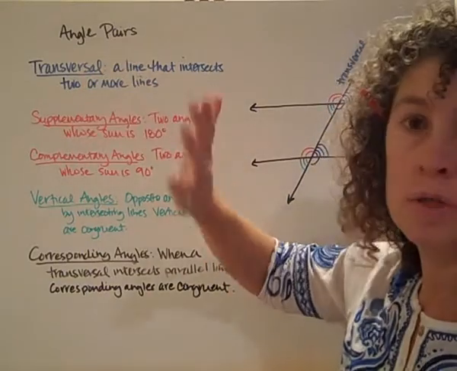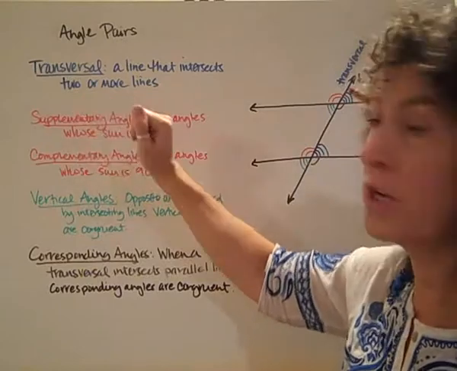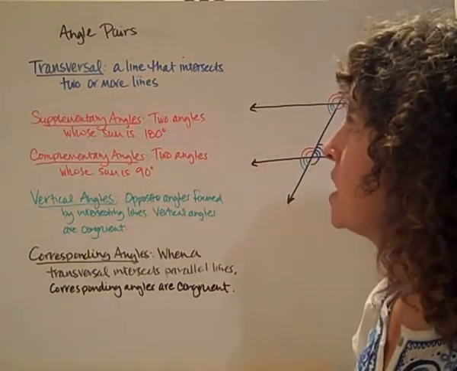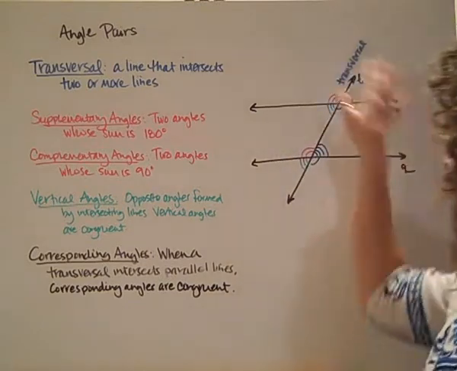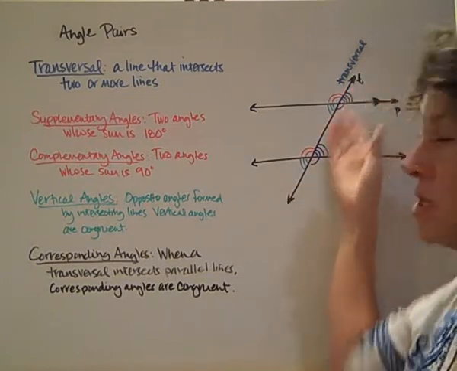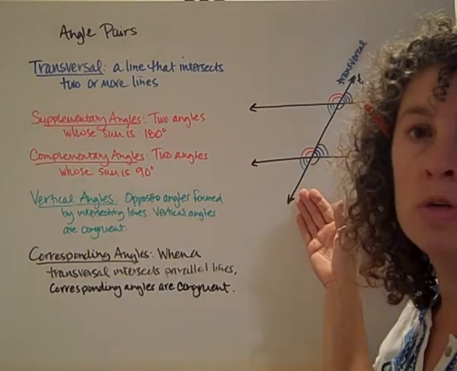So first we're just going to start with a basic piece of looking at geometry, a transversal. A transversal is a line that intersects two or more lines. So if we look at this picture that we have here, I have these two lines, and here is a transversal. Transversal cuts between two or more lines.